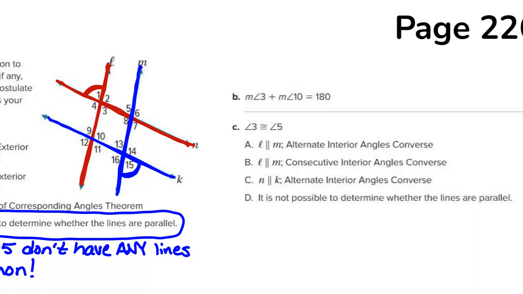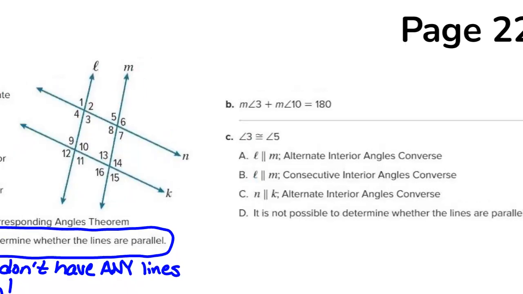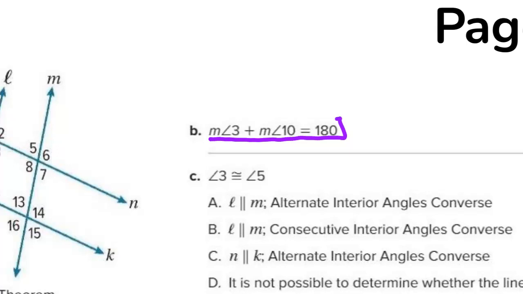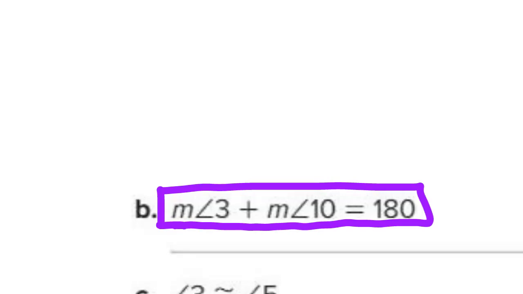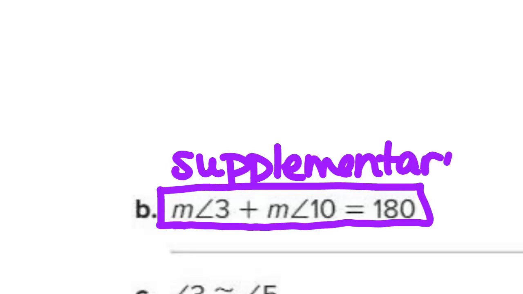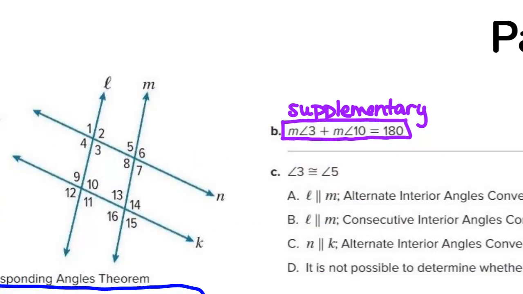All right, let's look at part B. I'm going to erase what I've got up here so that we can look at part B without all the extra colors. Part B says angle 3 plus angle 10 equals 180. That means they are what? What word do we use for that? Supplementary. Does anybody remember the only 3 types of angle pairs we know of that are supplementary? Consecutive interior. What's the other 2? Consecutive exterior and a linear pair. Those are the only 3 that we have that are supplementary.